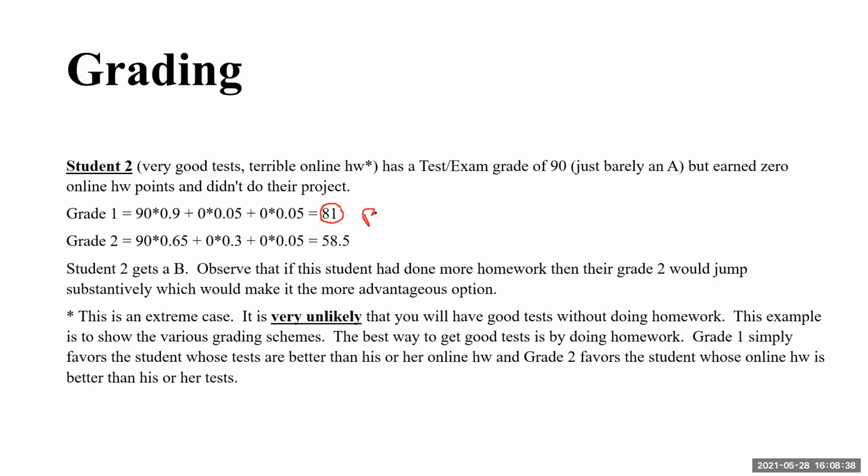Now I understand for grade 2, they got a 58.5, which is certainly an F. Doesn't matter. The higher of the two is a B, that student gets a B. Now I want to be clear with you. This is very unlikely, very, very unlikely. This very seldom happens. Honestly, I can't tell you the last time it did. If you aren't doing the homework, it's very unlikely that you're going to be getting 90% on the tests.